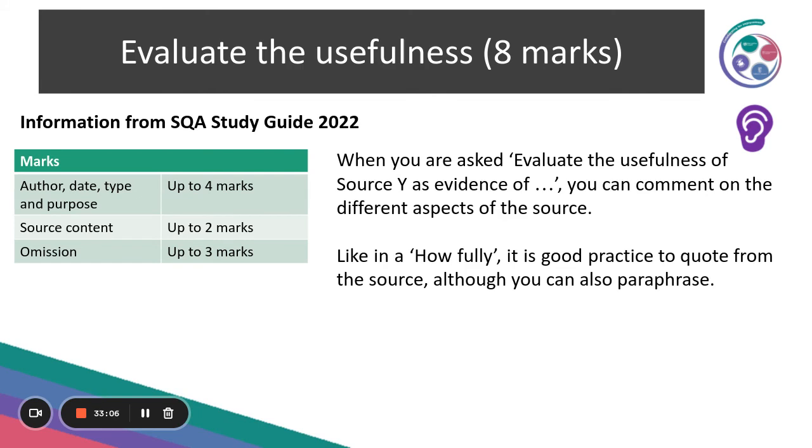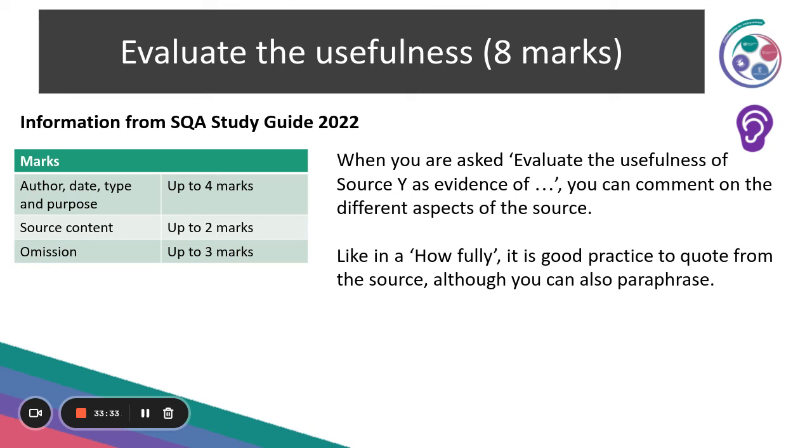The next question we have is often the one that's most difficult for pupils. It's the one that's often not done that well. So when you're asked, evaluate the usefulness of source A as evidence of, you can comment on different aspects of the source. You can also take from the source and tell us what's missing. So in the green box, you can see sort of the breakdown of the marks. So author, date, type and purpose can get you up to 4 marks.